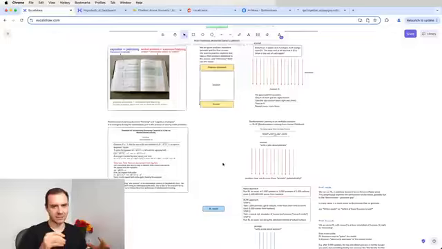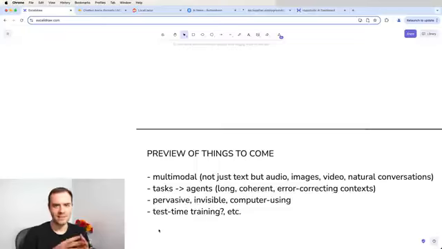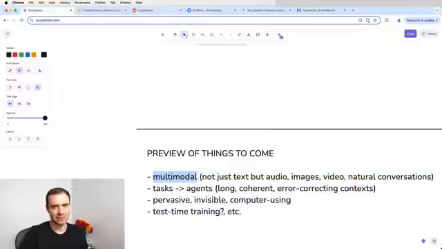Let's now turn to what are some of the future capabilities of these models, probably what's coming down the pipe, and also where can you find these models. I have a few bullet points on some of the things that you can expect coming down the pipe. The first thing you'll notice is that the models will very rapidly become multimodal.